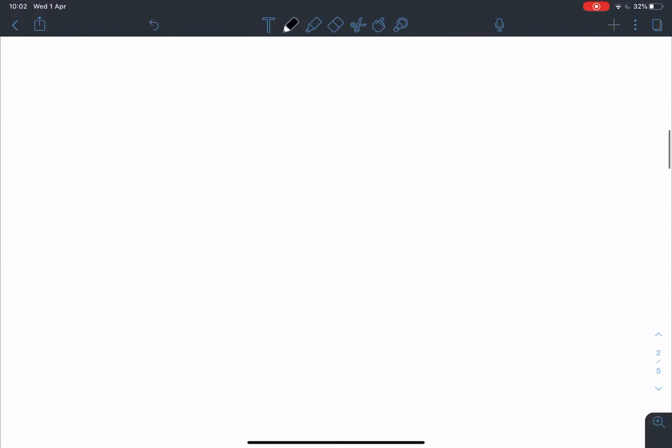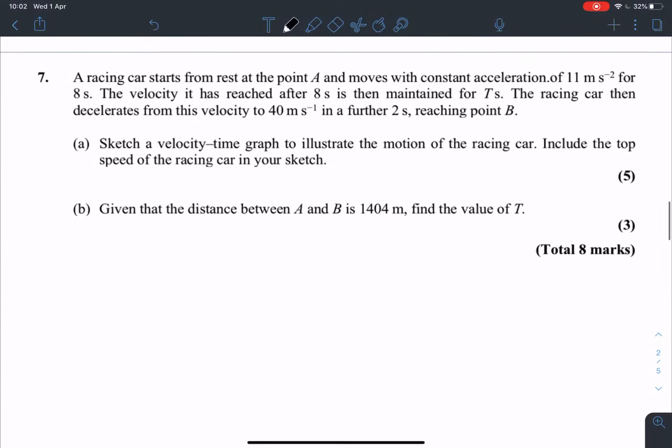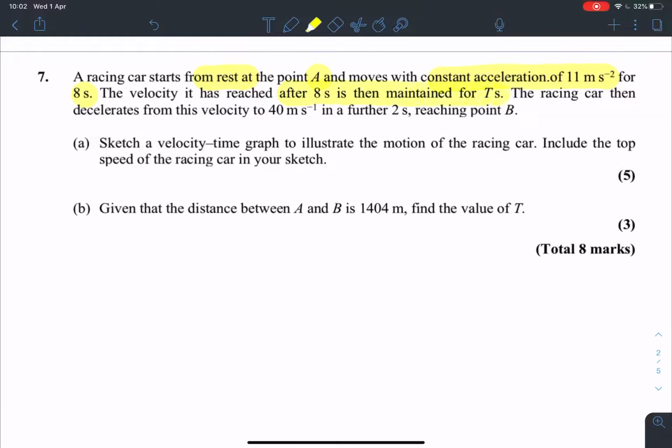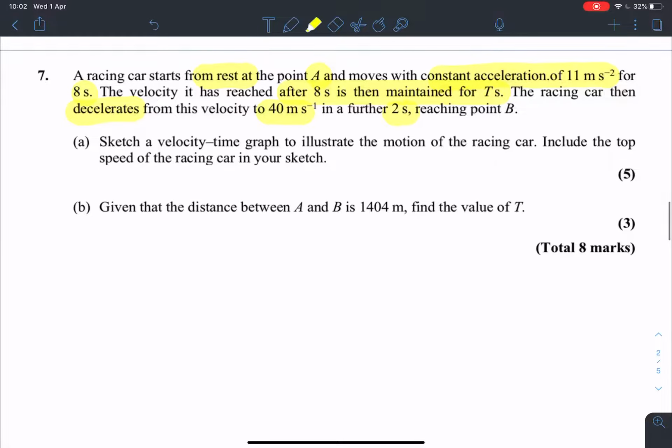Okay, now hopefully down here I've then got question 7 ready. Yes, here we go. So, question 7. Again, reading through the question, picking out the key facts. A car starts from rest at point A, with constant acceleration of 11 meters per second squared for 8 seconds. It's then maintained for t seconds. It then decelerates from this to 40 meters per second in a further 2 seconds, reaching the point B.